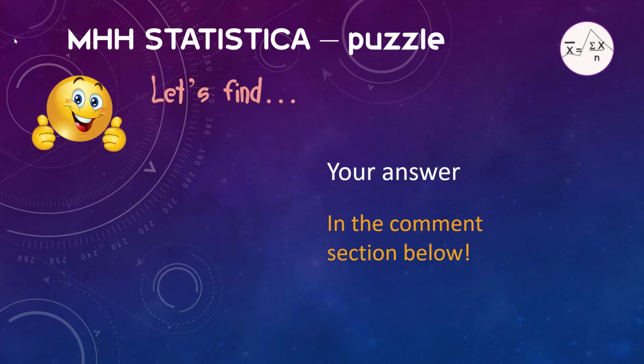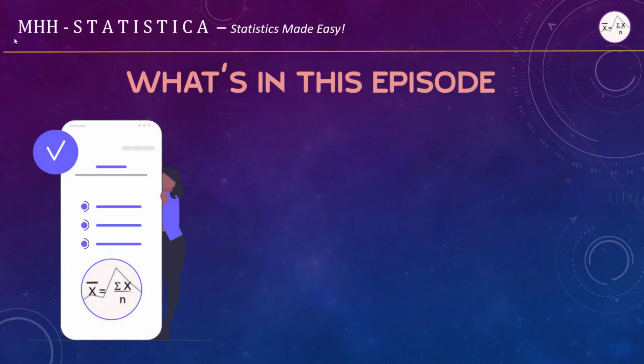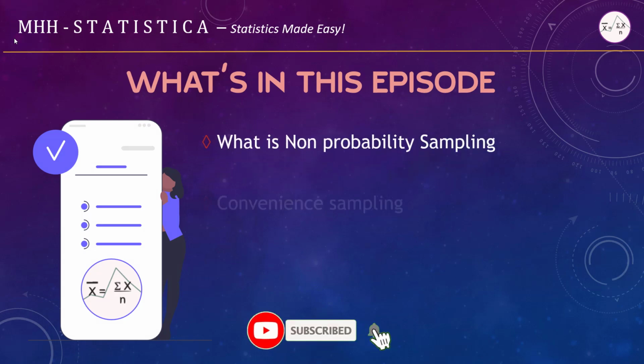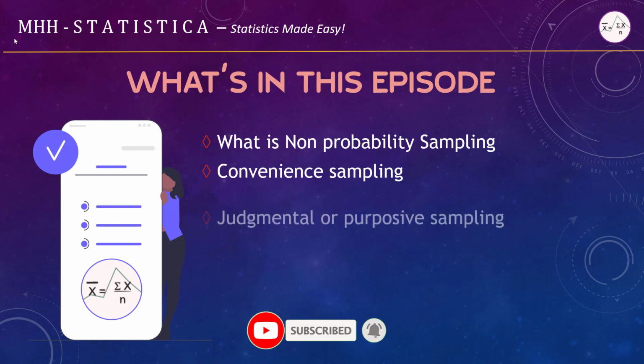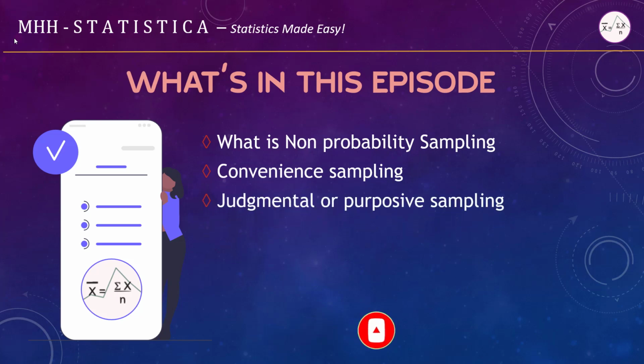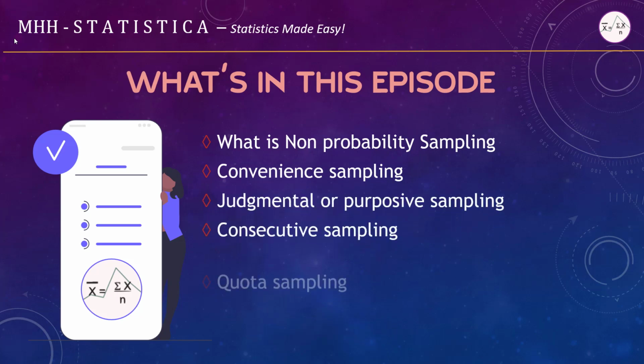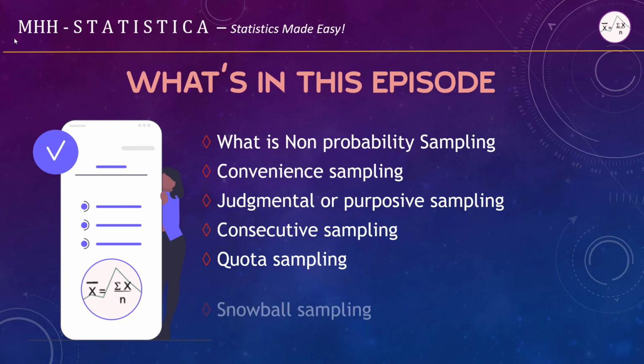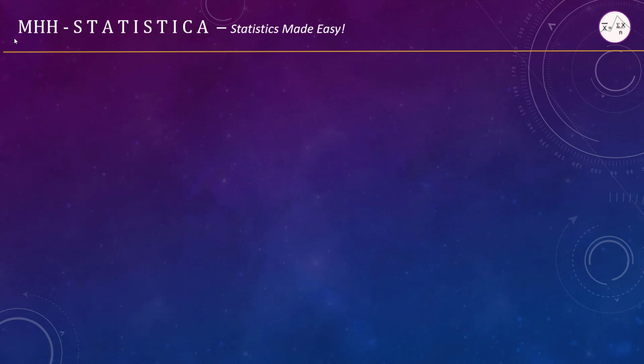So let's begin our class for today. This episode covers what non-probability sampling is, convenience sampling, judgmental or purposive sampling, consecutive sampling, quota sampling, and snowball sampling. So let's see non-probability sampling.